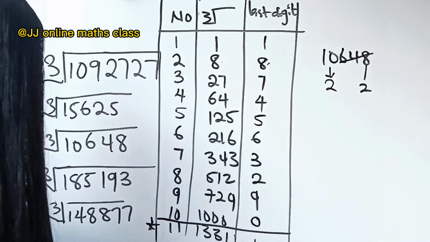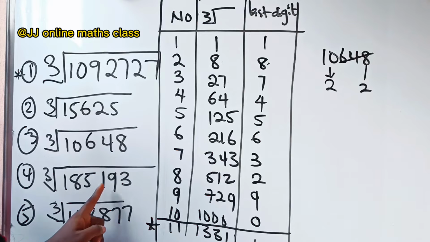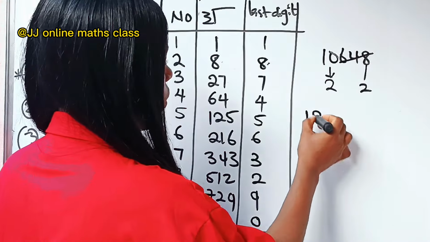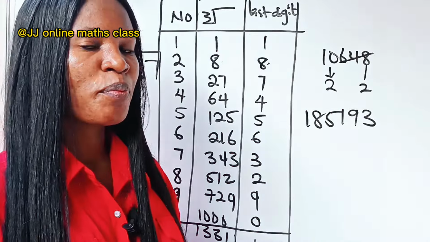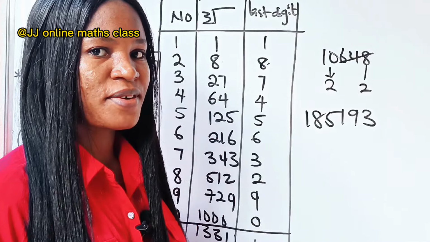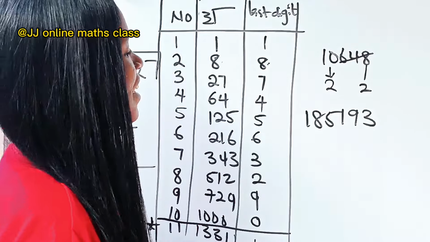Another one says cube root of 185,193. I think you should pause the video and try it out yourself. Okay, now let's continue.